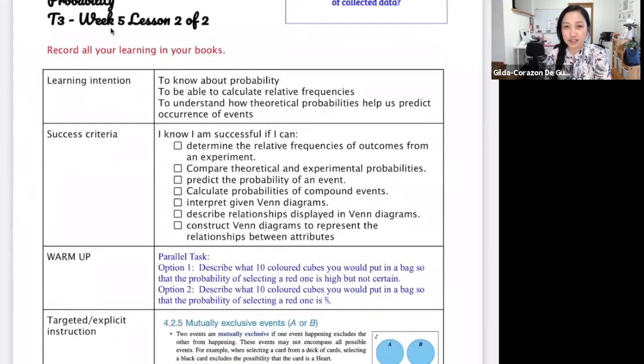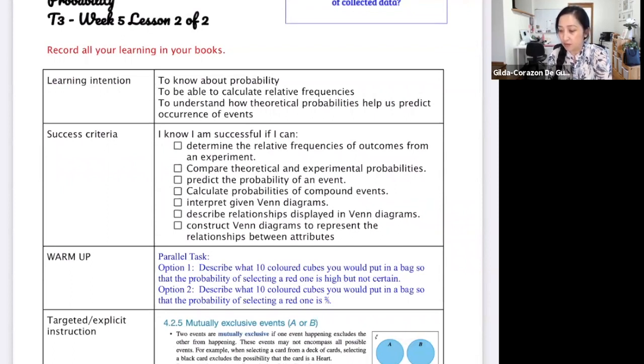We have a look at our learning intention. We're still talking about probability. We want to be able to calculate relative frequencies, which is the probability of experimental events. And we looked at how experimental and theoretical probabilities may be different at times. If we do that experiment more often, then our probability would go closer and closer to our theoretical probability.